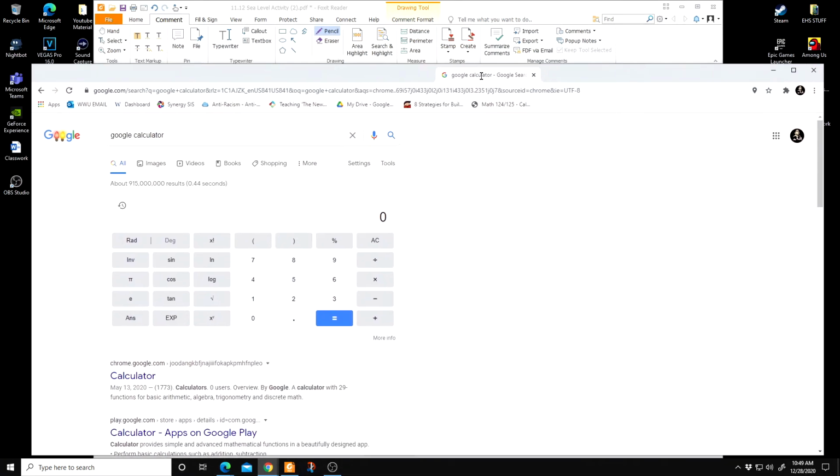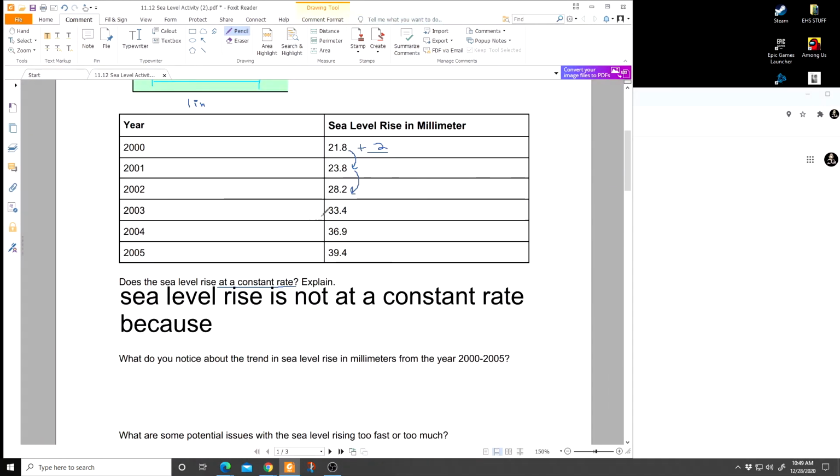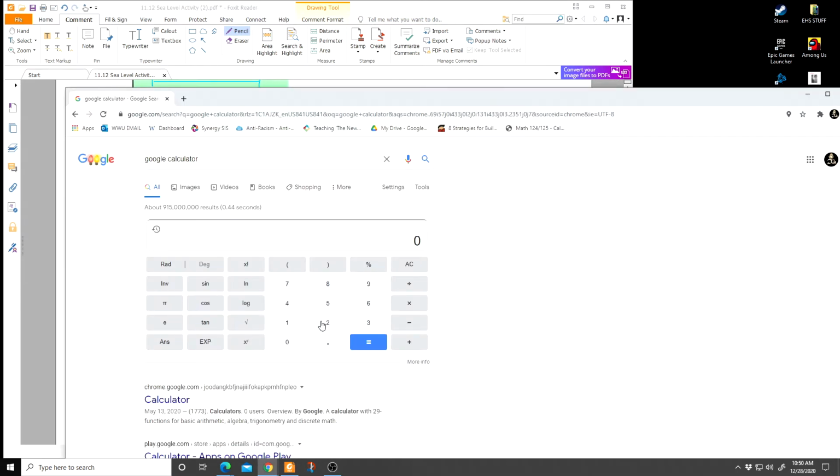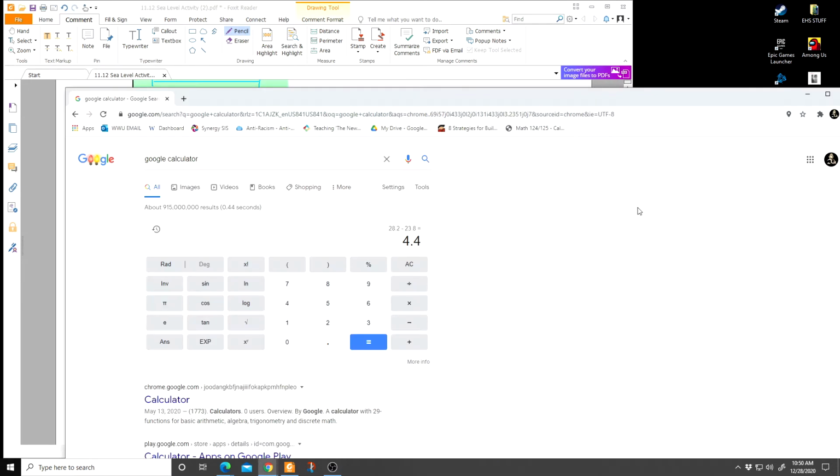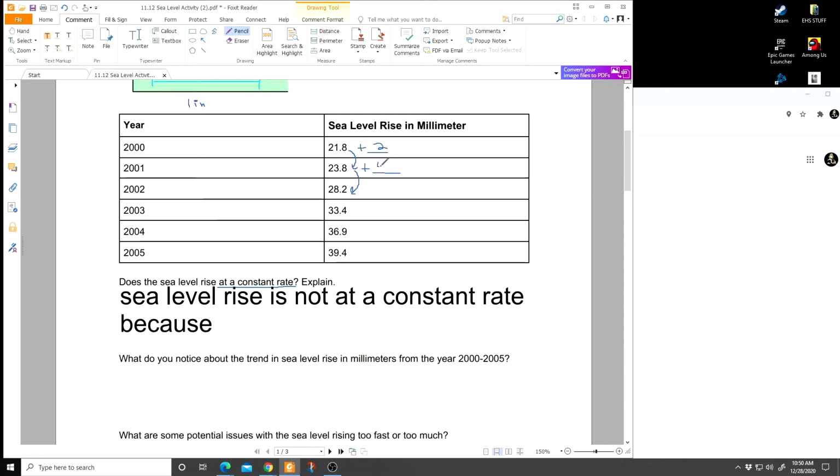So there it is right here. The way that we can figure this out is just to do 28.2 subtracted by 23.8. Boom, and we get 4.4. So we know 23.8 plus 4.4, let's go ahead and write it in right here, is going to give me that.